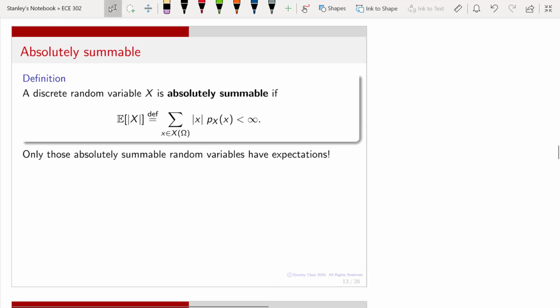For an expectation to exist, the random variable has to be absolutely summable. What it means is that if you put the absolute value on x, and if you take the summation, that has to be a finite number. So not all random variables will have an expectation. Only those absolutely summable random variables will have expectation.